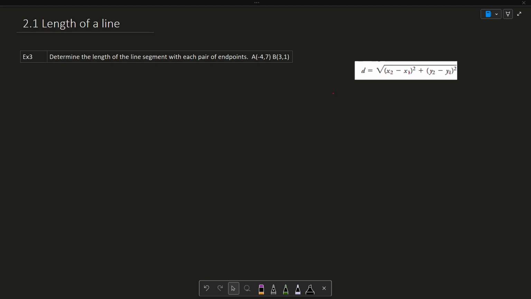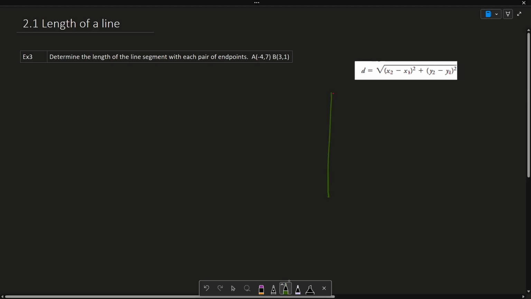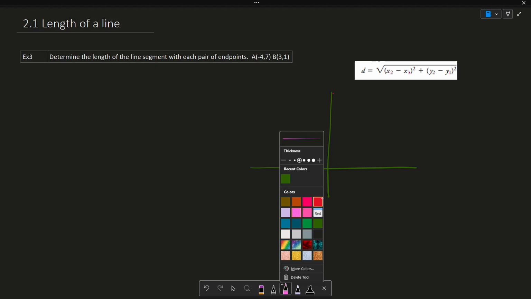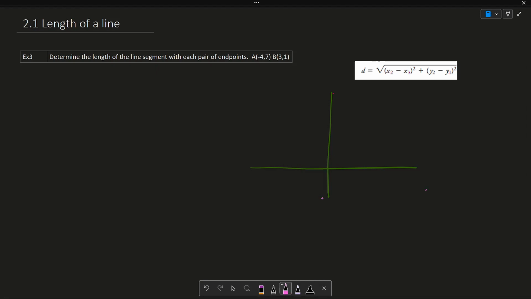All right, hey guys, so we're looking at finding the length of a line segment given some endpoints A and B. Well, if we're given this line, we'll go ahead and make ourselves a coordinate plane. Okay, make it a little bit of a brighter color.